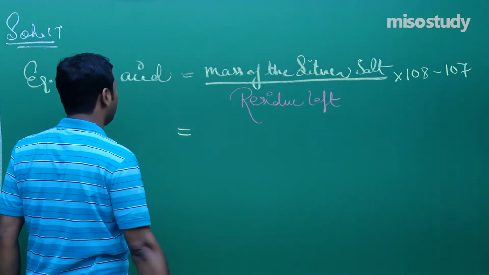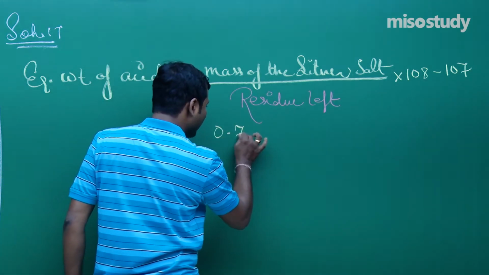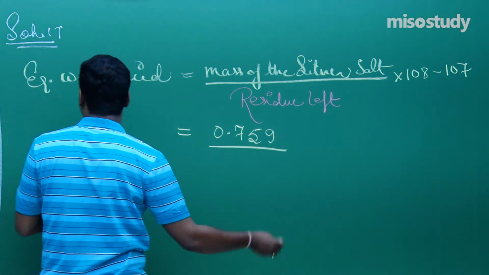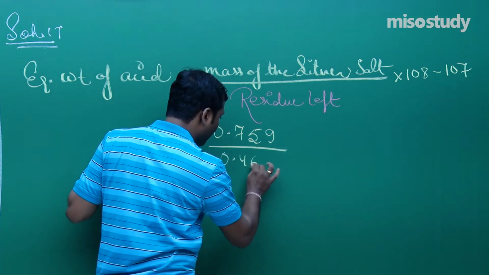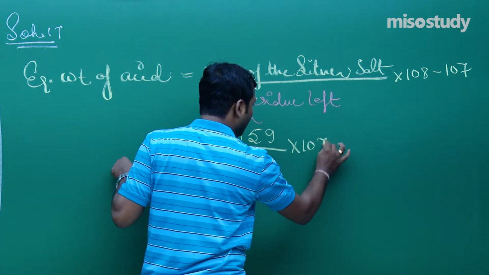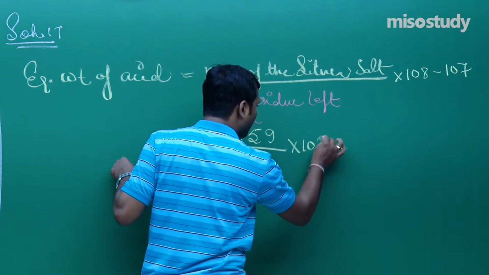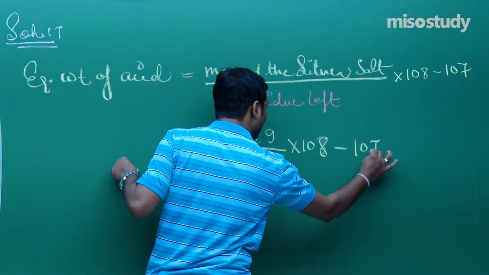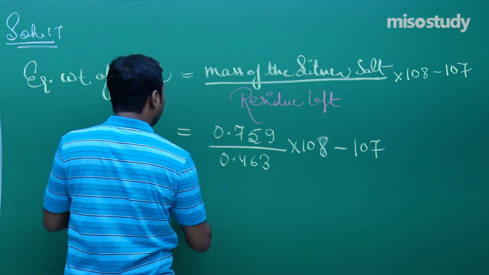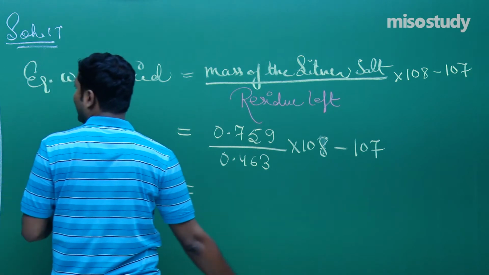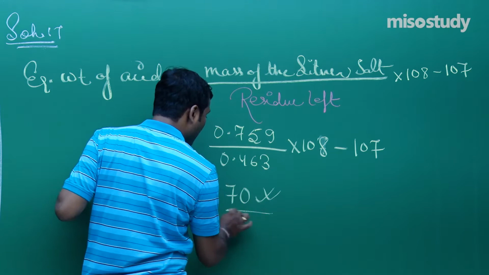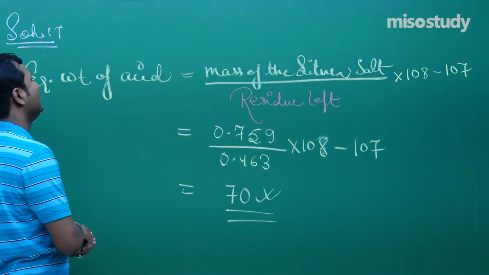Now what is the mass of the silver salt here? That is 0.759. Yes sir. Mass of the residue left is 0.463. Clear? Multiply by 100, minus, multiply by 108 minus 107. This is the complete calculation. What do we get after solving? We get 70. The equivalent mass of the acid is 70.